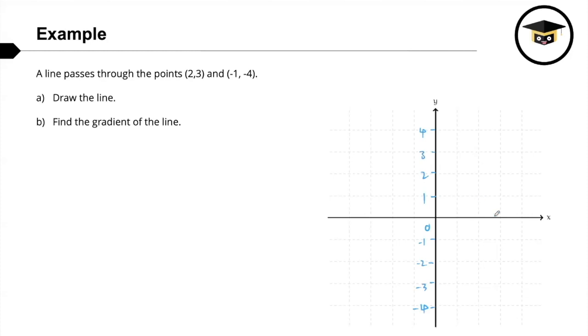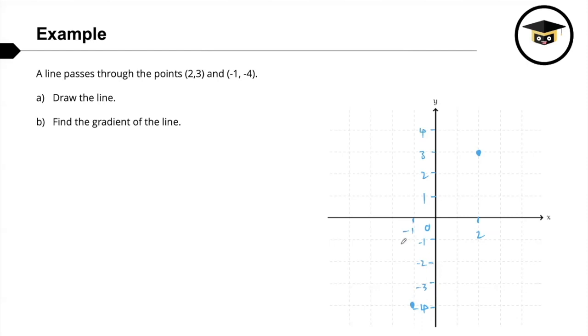I'm just going to plot the points that I actually need now. So this is going to be 2, and I would also need -1. So we've got (2, 3). Let me plot that. 2 here, 3 here. And then (-1, -4). So that's -1, that's -4. That is the second point.